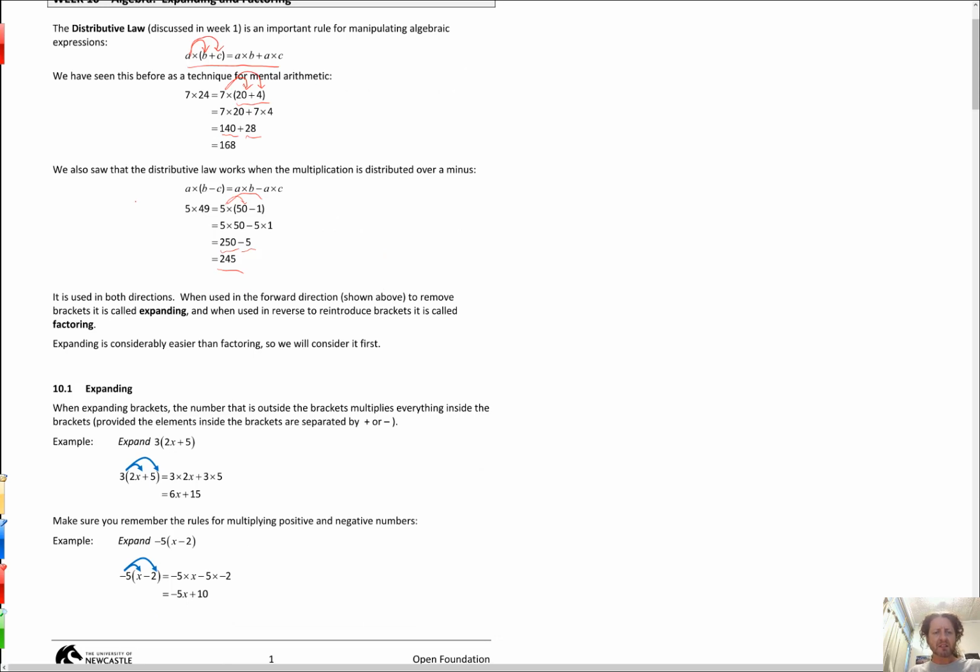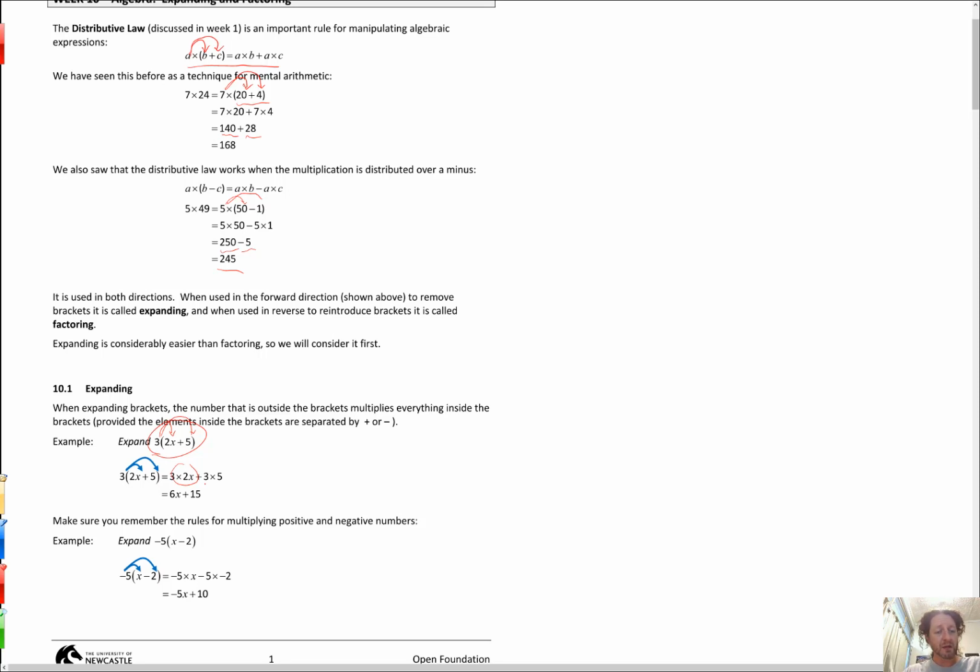When expanding brackets, the number that's outside the brackets multiplies everything inside the brackets, as we said, provided that we've got a plus or minus inside the brackets. So if we're asked to expand this, 3x outside of 2x plus 5, it's a 3 times the 2x and a 3 times the 5. 3 by 2x, or 3 by 2, that's 6x plus 15, it's expanded. So expansion really is just little multiplications of algebra.